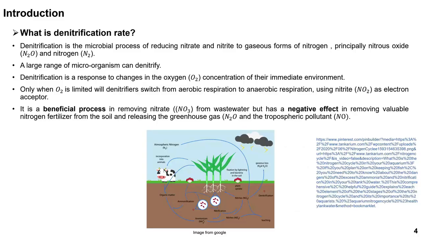Alright, before the dissection of the main research article, initially it is very important to know about the denitrification rate and its importance. So you can see what is denitrification rate. Denitrification is the microbial process of reducing nitrate and nitrite to gaseous forms of nitrogen, principally nitrous oxide and nitrogen. A large range of microorganisms can denitrify.